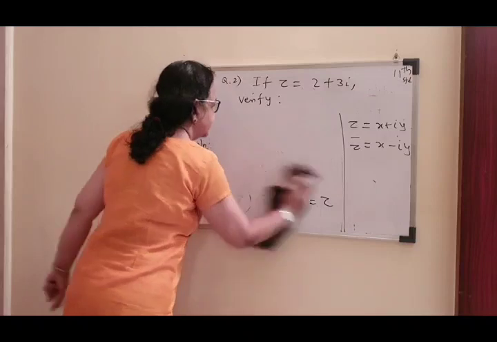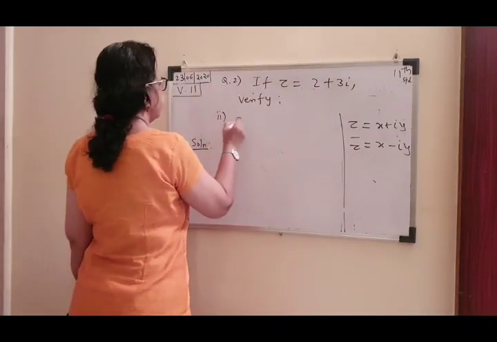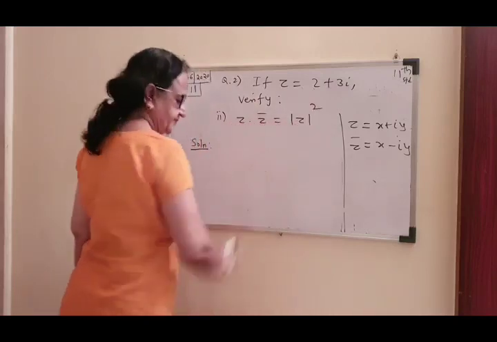Okay. Then let's verify the second result in that. z into z bar is mod z the whole square.